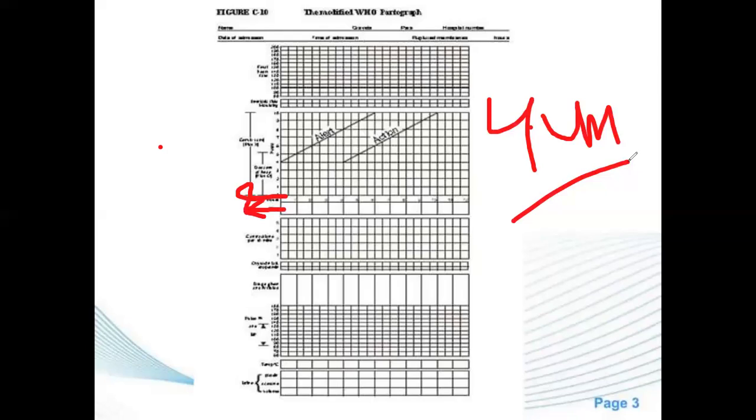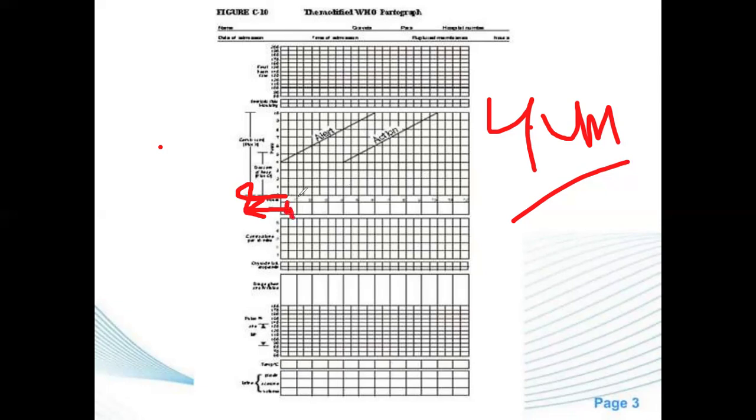But for your knowledge, since I'm teaching you the old partograph, the charting is to be done from 4 centimeters. Before that, for example, if I ask you whether you will do a partograph for a patient who comes to the labor room with 3 centimeters, the answer is no, you will not do a partograph. So let's move further.